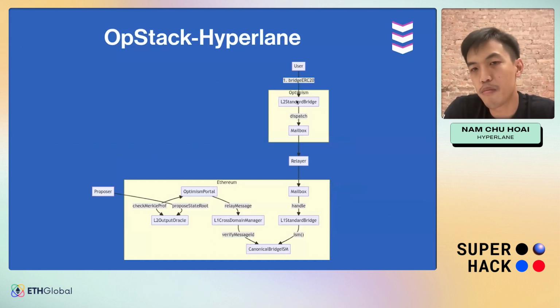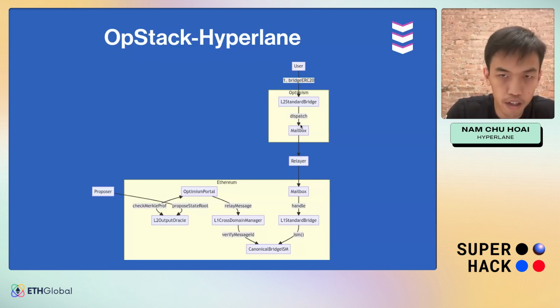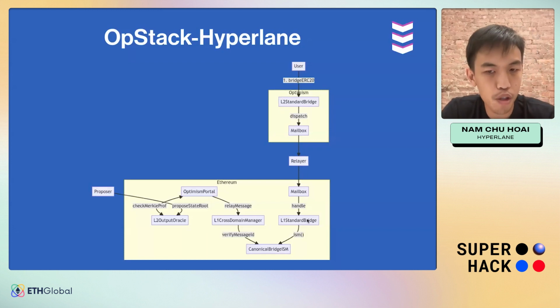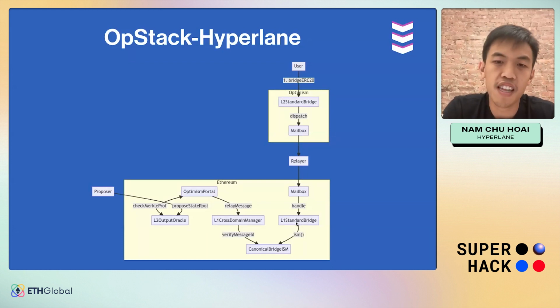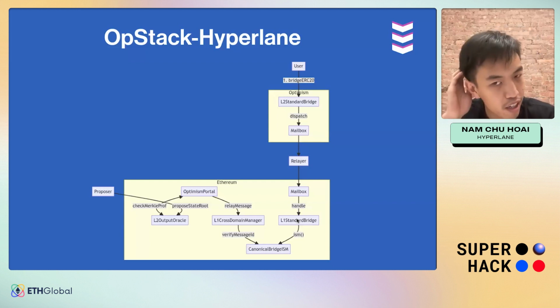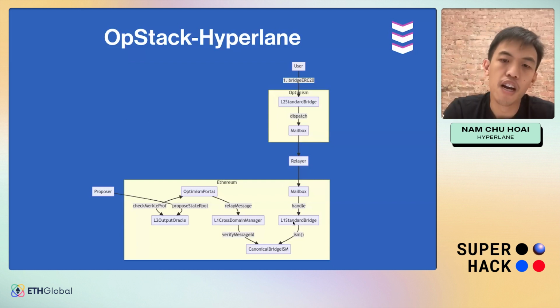And so it ultimately looks a bit like this. On the standard bridge, instead of calling the L2 cross-domain messenger, it calls the dispatch function on the mailbox, depending on the configuration. And then the relayer will relay that message to the mailbox. Again, depending on the ISM used by that particular token, the L1 standard bridge will get the handle call from the mailbox, and then release the token to the user.